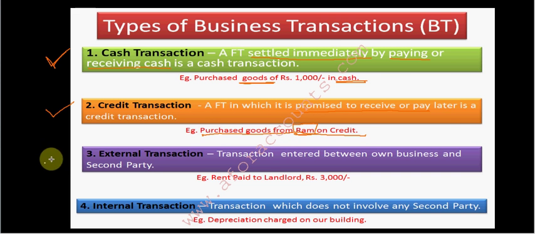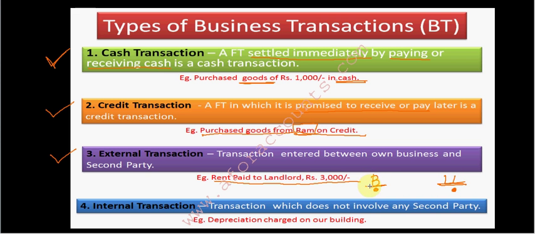Now your external transaction. A transaction entered between own business and a second party. There have to be two parties, one is the business itself and the other is an outside party. Such a transaction is called your external transaction. Example, rent paid to landlord rupees 3000. So your business is paying rent to the landlord. One party is your business and the landlord is the outside party.